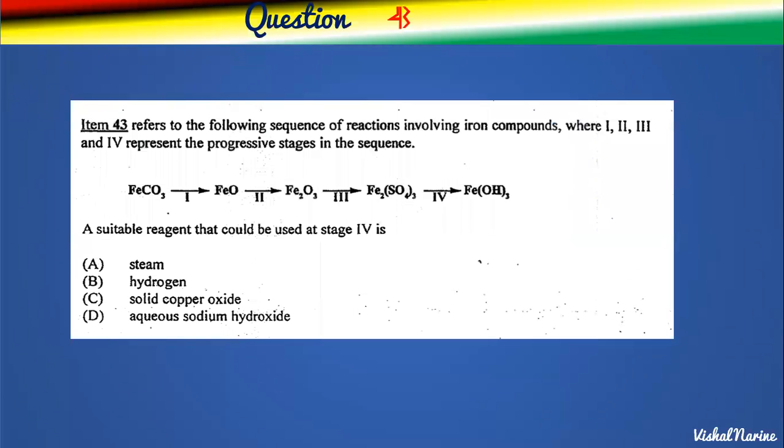Question 43 gives you an equation showing the stages in a sequence. It asks you which suitable reagent could be used at stage 4. So at stage 4, we're seeing iron 3 sulfate going to iron 3 hydroxide. So from a sulfate to hydroxide, what reagent should we add in there? And yes, it is aqueous sodium hydroxide.